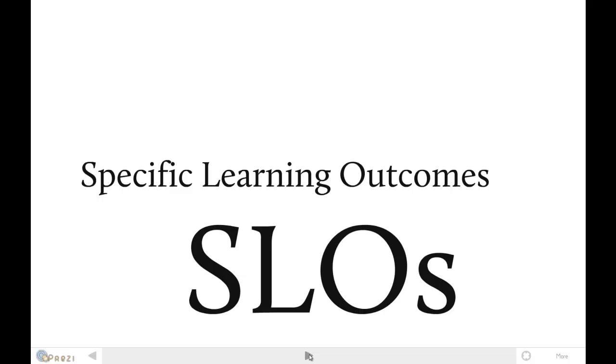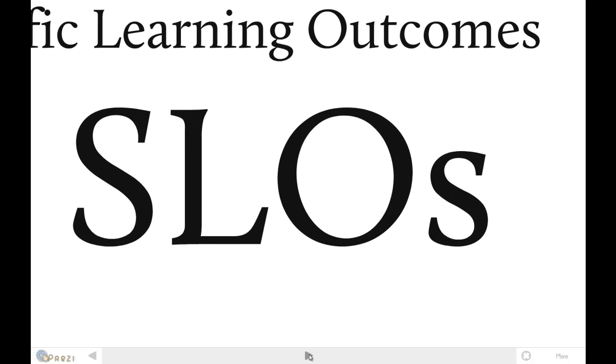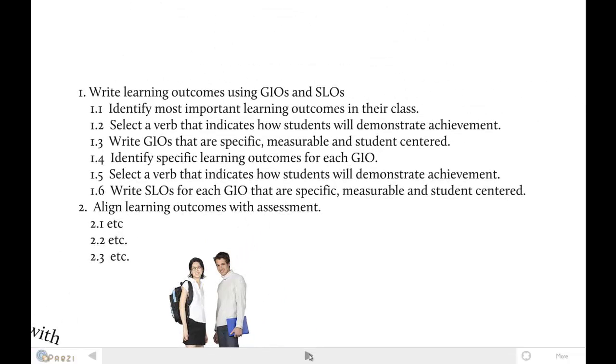In order for students to achieve that GIO, they have to know the parts of the circulatory system, how each functions, what each is responsible for, and how the parts of the circulatory system are connected. When your students can do the smaller SLOs, it provides evidence that they've met the larger GIOs. Let me show you another example. Here are my GIOs for this presentation. I want you to be able to write learning outcomes using SLOs and GIOs.